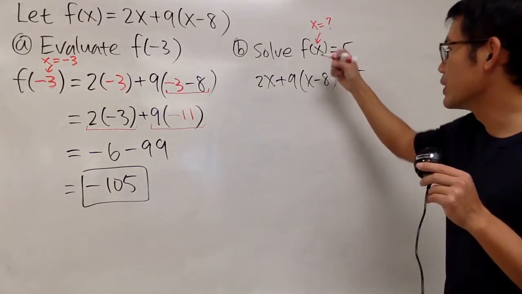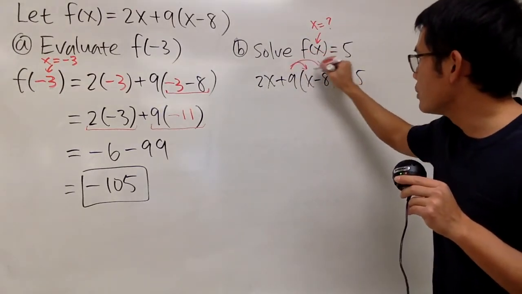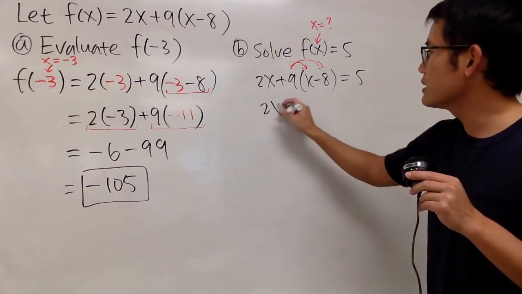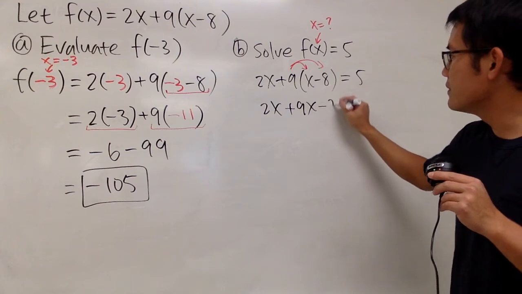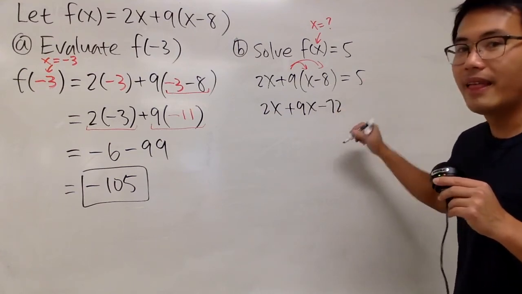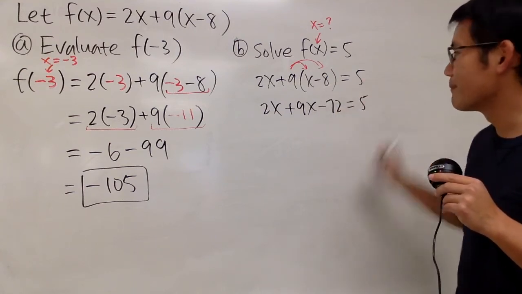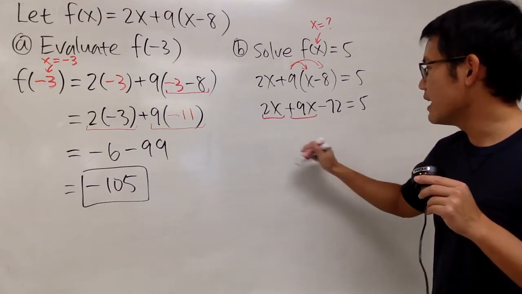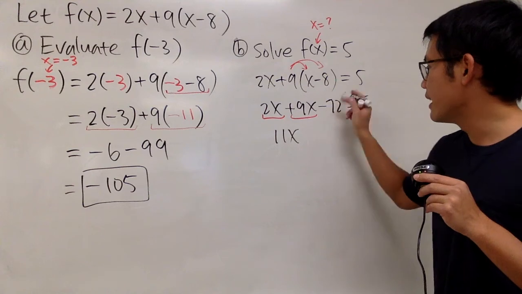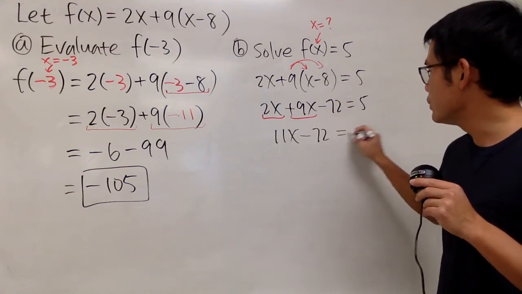Okay, so for this, we can go ahead and distribute the 9 into the parentheses. This is 2x, and this times that is plus 9x, and this times that is -72, like this. And the right-hand side is equal to 5. All right, on the left-hand side, 2x plus 9x is 11x, and then minus 72, and that's equal to positive 5.